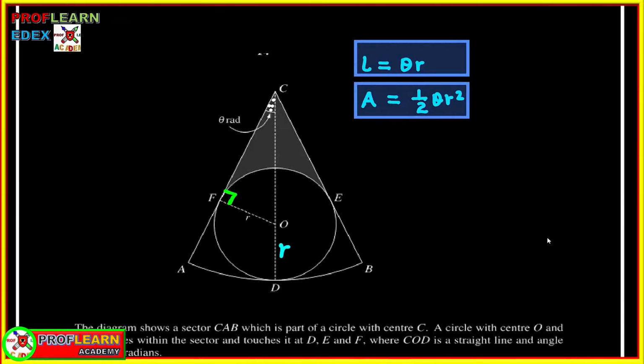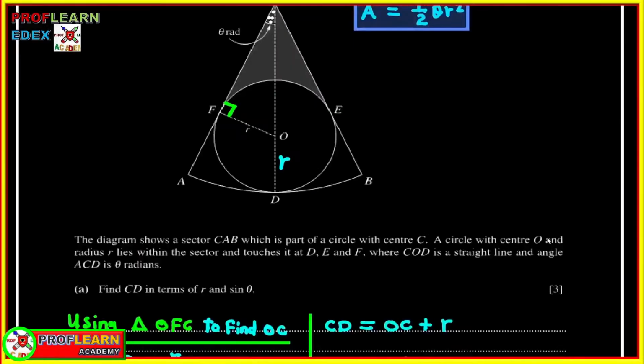Okay, we're supposed to find the perimeter of CAB. So first, for us to find the perimeter of CAB, we need to find the arc length ADB. The arc length ADB is going to be given by r theta. The radius is the distance CD, the one that we had obtained, and the angle that we're going to use is also given down there.